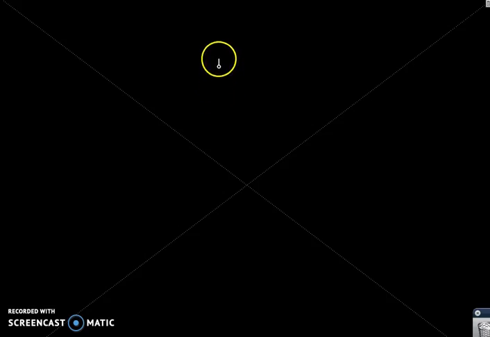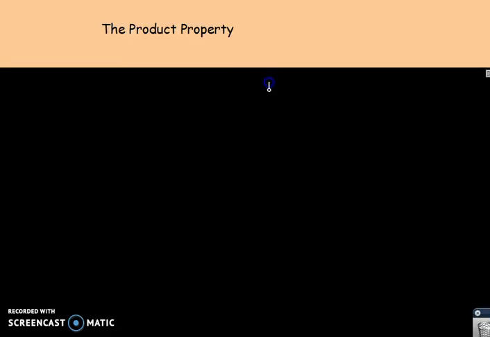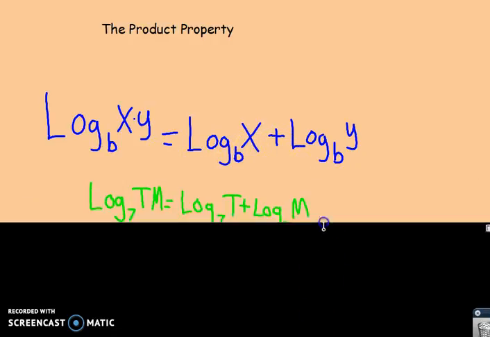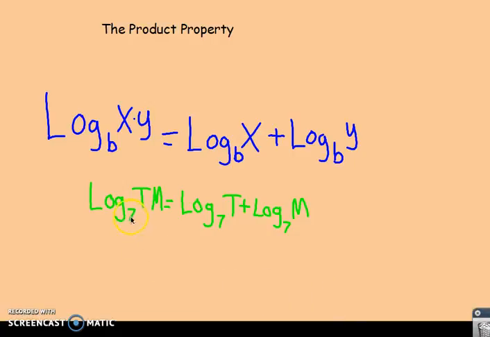Alright, so the first property we've got is what we call the product property. And as you can probably guess, this deals with products, namely speaking the following. It states that if I have a log base any b of an x times a y, I can split that up into two separate logs with the same base b with addition. So log base b of x times y equals log base b of x plus the log base b of y. An example of that, say log base 7 of t times m would be the log base 7 of t plus the log base 7 of m.